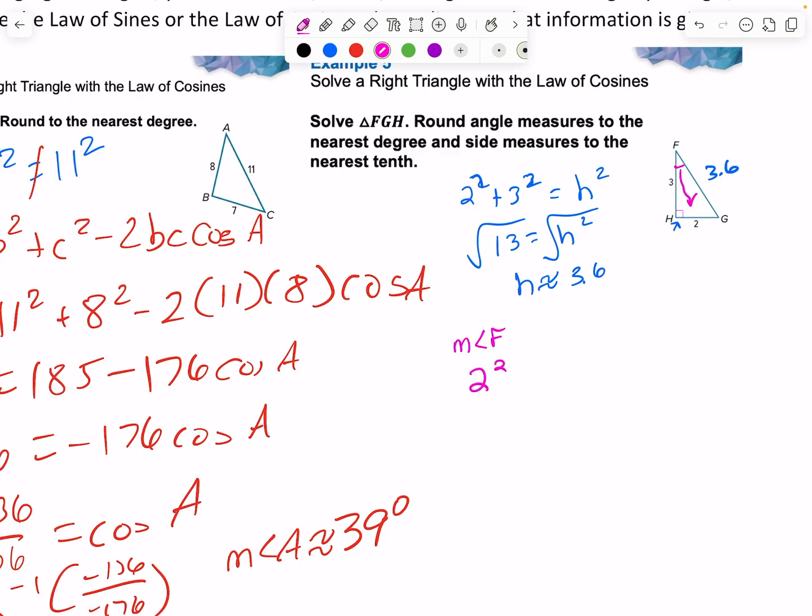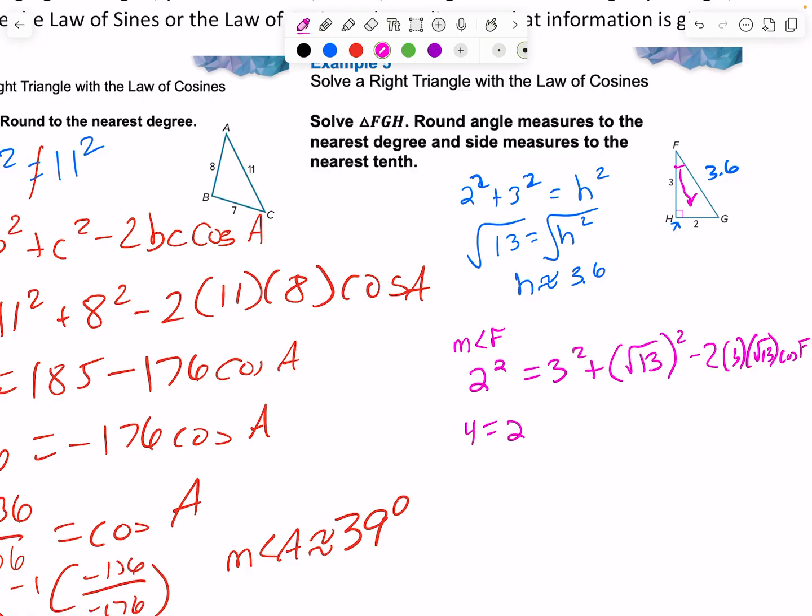So we know then that 2 squared, because that's the side across from angle F, since that's the one we're looking for, 2 squared equals 3 squared plus the square root of 13. I'm going to use the square root of 13 here because it's going to be more exact than using the 3.6. Since we found the other side was the square root of 13, it's better to use that here, because when we square that, it's going to come out to be exactly 13. Minus 2 times 3 times square root of 13 cosine F.